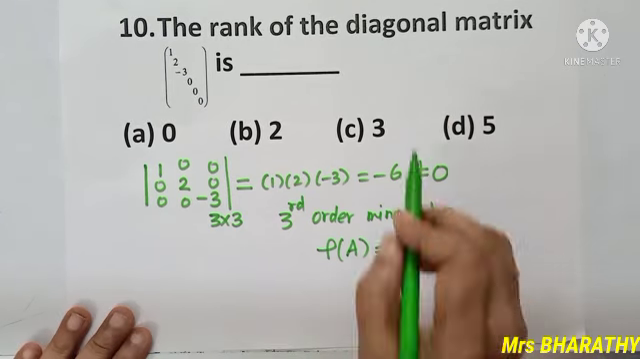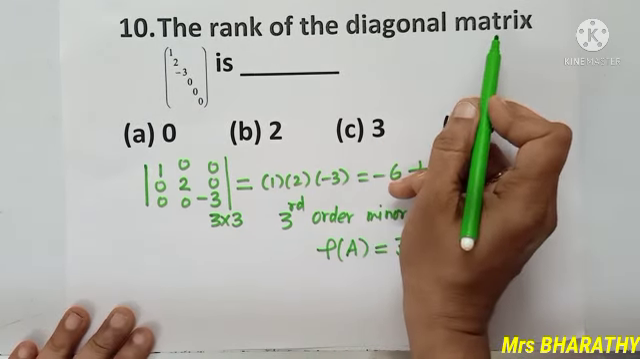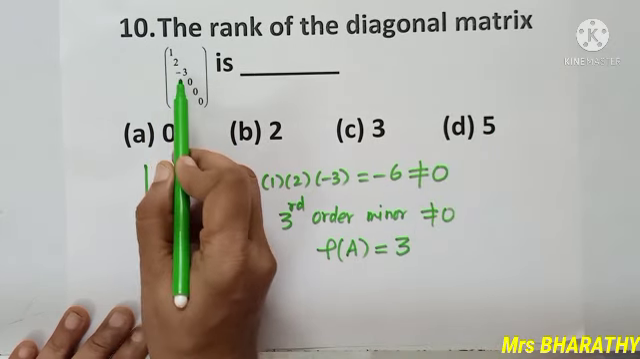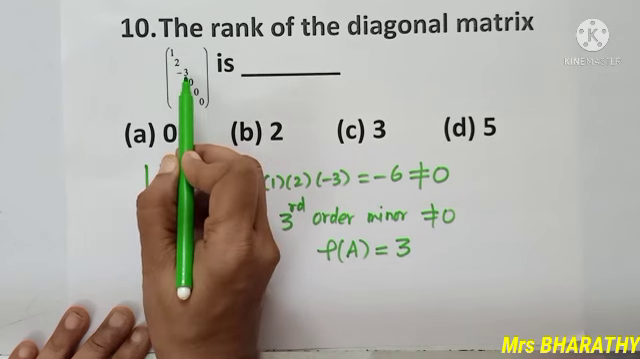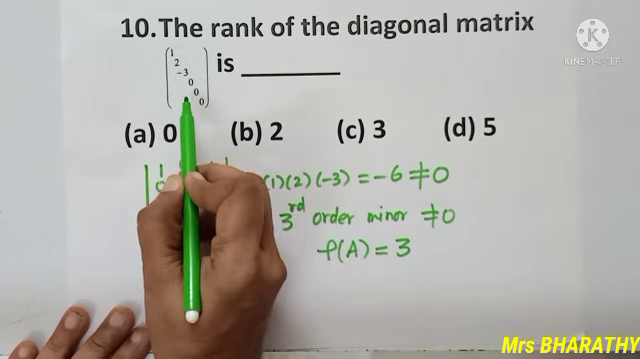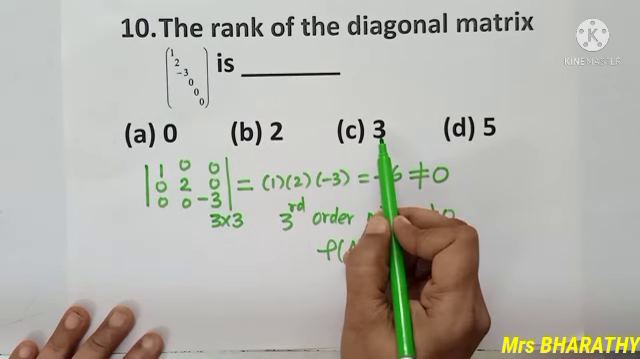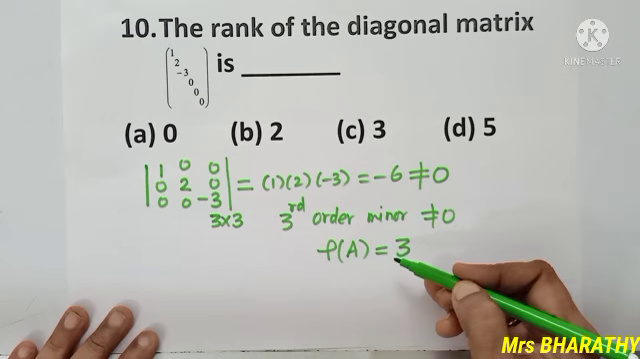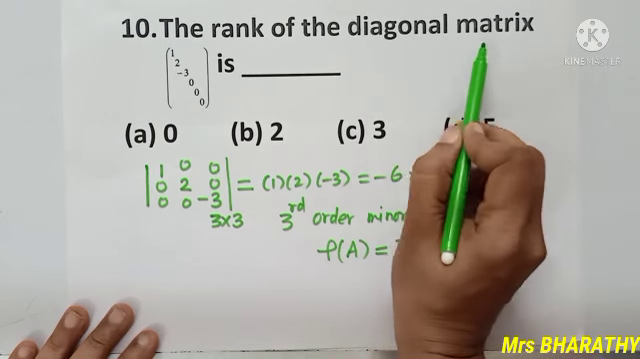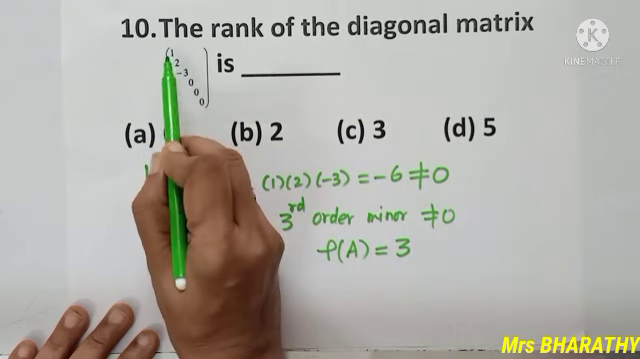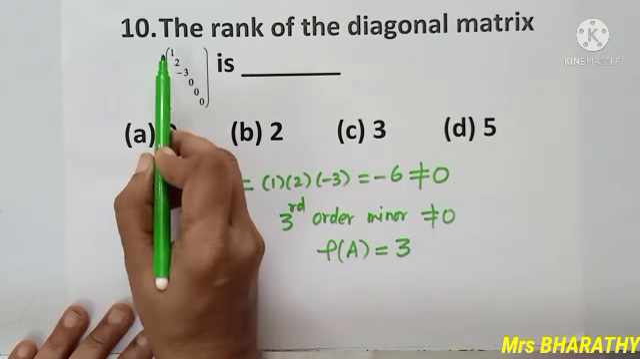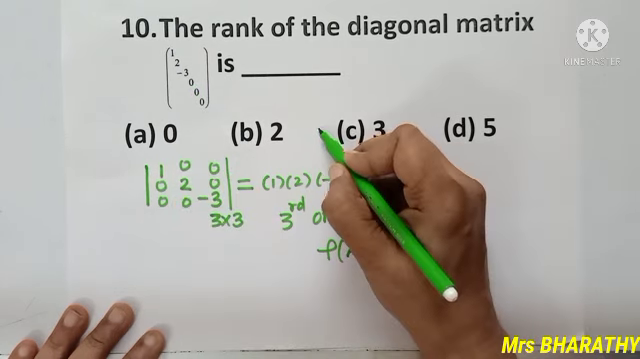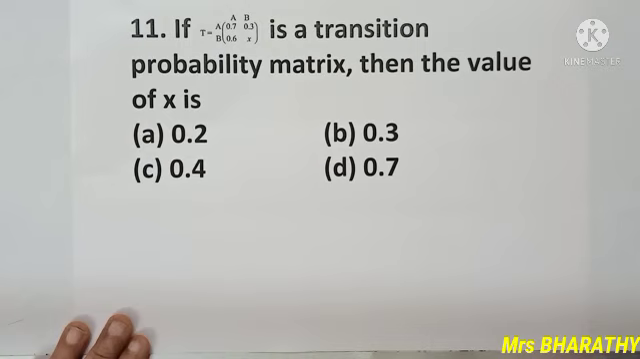Simply to say, for a diagonal matrix, count how many non-zero elements are there along the diagonal. 1, 2, minus 3. 3 non-zero elements will declare the rank is 3. And we have given the explanation, but it is good to remember it as an idea. Whenever it is a diagonal matrix, count the non-zero elements. There are 3. Immediately declare rank is 3 and option C is the right choice.